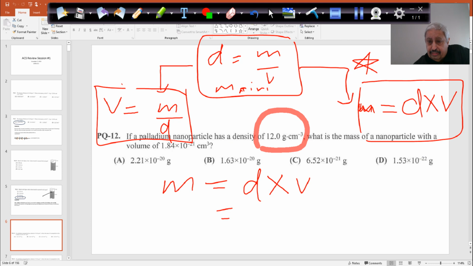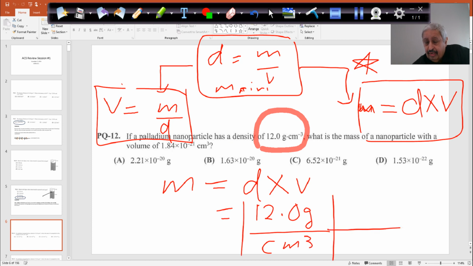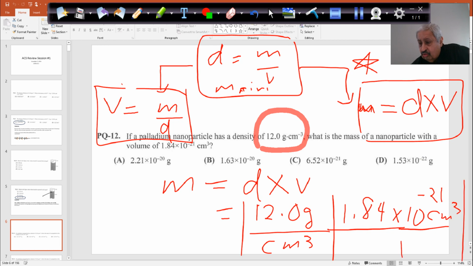The density is 12.0 gram per centimeter cube, correct? And then the volume is 1.8410 minus 21 centimeter cube over 1. I did it in column. You can do it in parentheses, either or. The idea is to cancel the centimeter cube to centimeter cube.